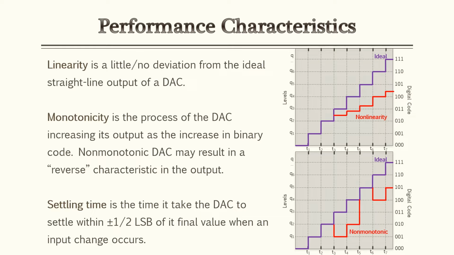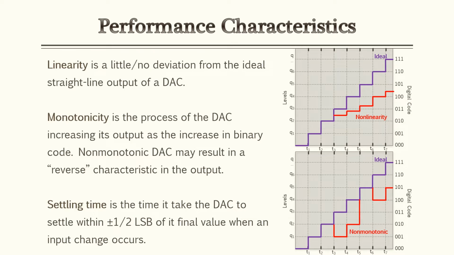The last characteristic is settling time. It's the time it takes for a digital analog converter to settle within plus or minus 1/2 the least significant bit of the final value. Now this is very similar to the op-amp settling time. So if you want the official definition or how to calculate that, just use the op-amp settling time.